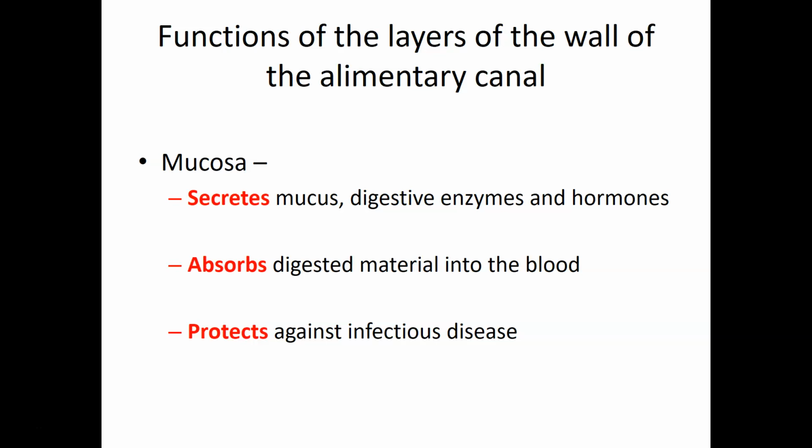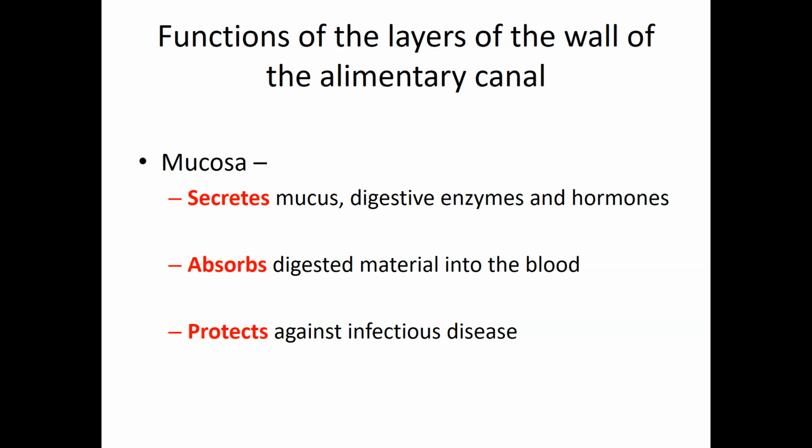Because the mucosal membrane is in contact with the contents of the lumen, that's also where absorption is taking place. So the process of absorption is going to move material across the mucosal membrane and eventually into the bloodstream or other vessels called lymphatic vessels. The mucosal membrane is also involved in protection. It's a barrier between what you ingest and the actual interior of the body.